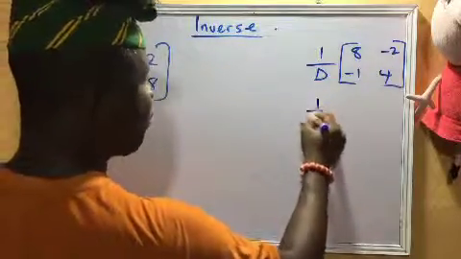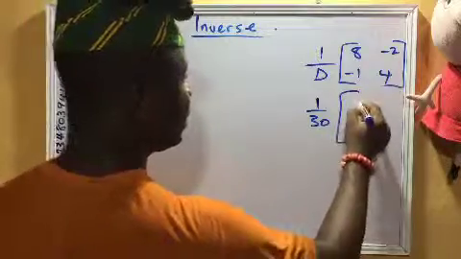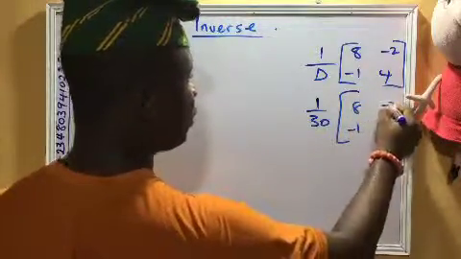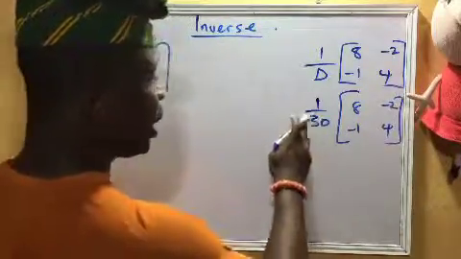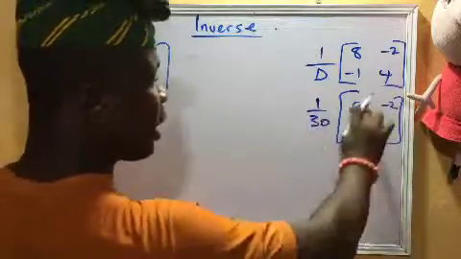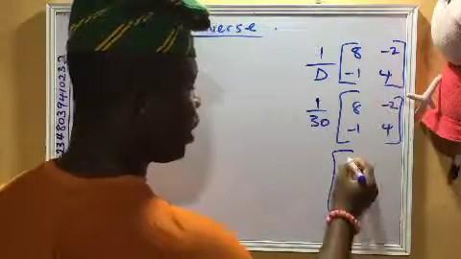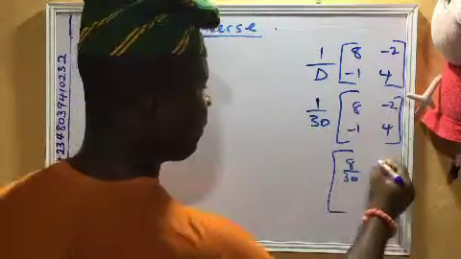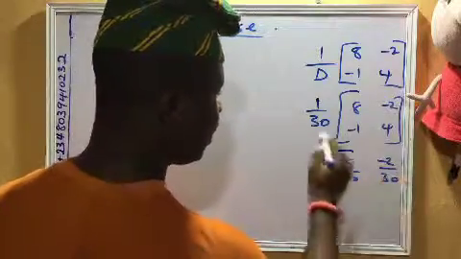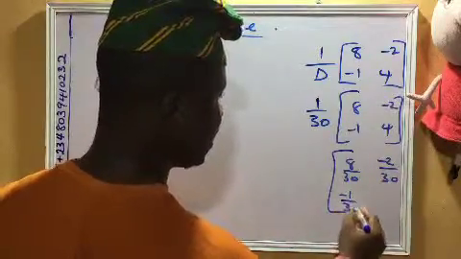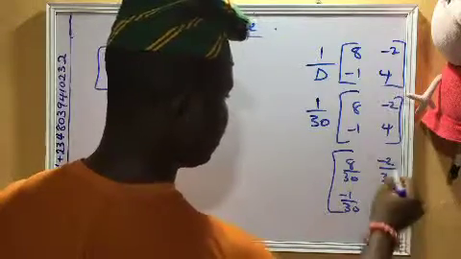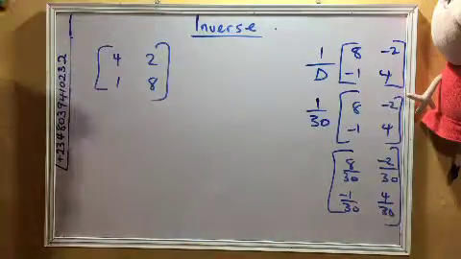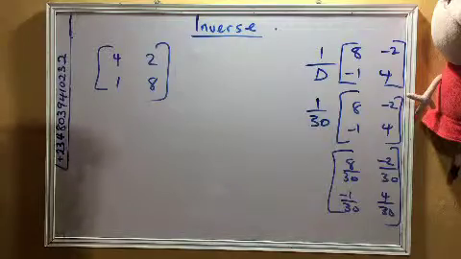So the answer gives us 1 over 30 times the matrix 8, minus 1, minus 2 and 4. So you can also use 1 over 30 to multiply everything here, so that it will give you 8 over 30, minus 2 over 30, then minus 1 over 30 and 4 over 30. And you can also work further and reduce to lowest terms.